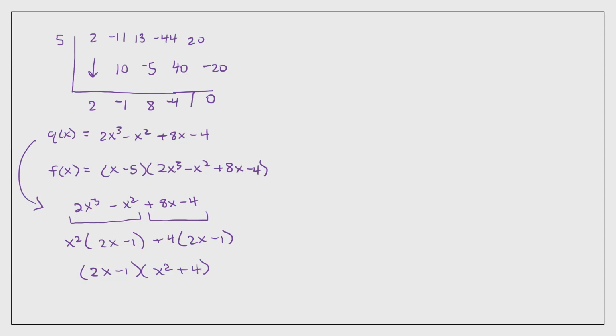Okay? So now that this function is factored, we can set both of our factors to 0 and solve for x. So in the first one, we'd have 2x equals 1, dividing by 2, x equals 1/2. In the second one, we'll have x squared equals negative 4. So x equals plus or minus the square root of negative 4. So x equals plus or minus 2i.